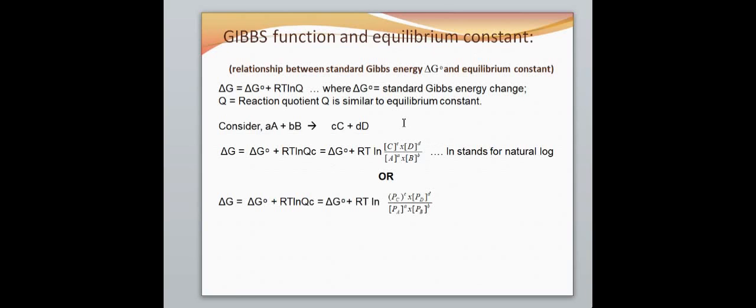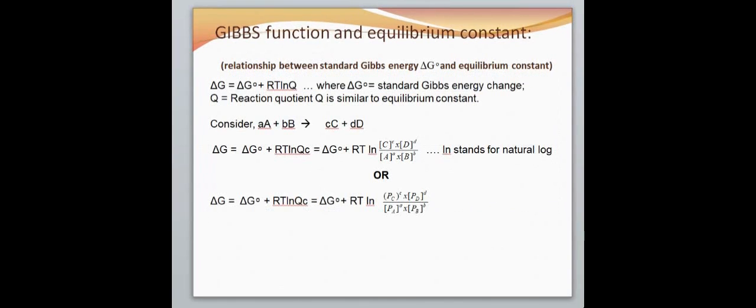Now, if I have to know the relationship between standard Gibbs energy and equilibrium constant, remember whenever there is a zero on top, it means we're talking about the standard quantities. The relationship between standard Gibbs energy and equilibrium constant can be given with a fresh equation: delta G is equal to delta G0 plus RT ln Q. Remember, ln is natural log. Delta G is free energy. Delta G0 is standard Gibbs energy.